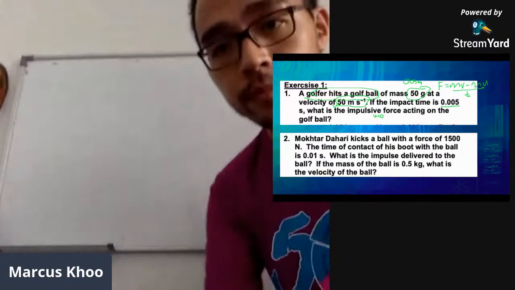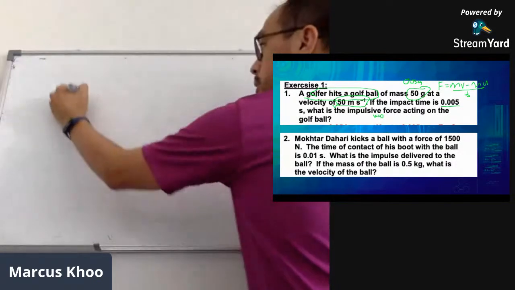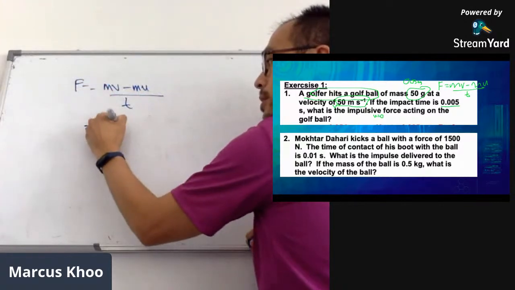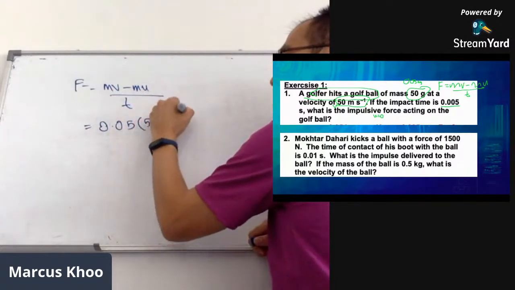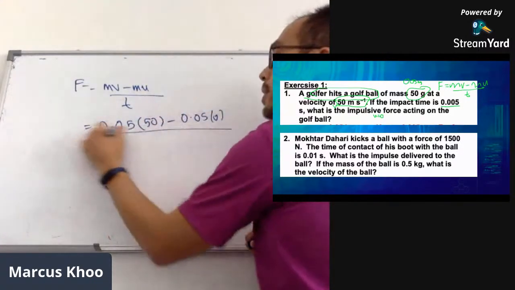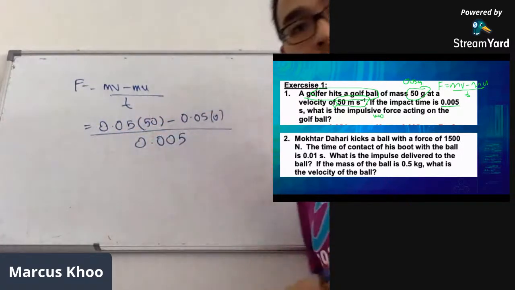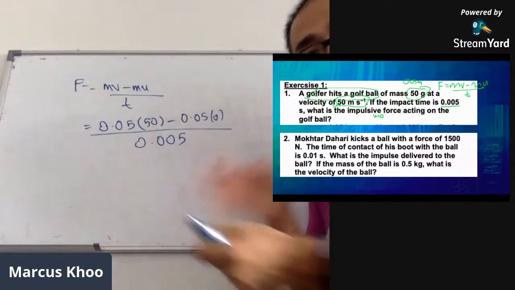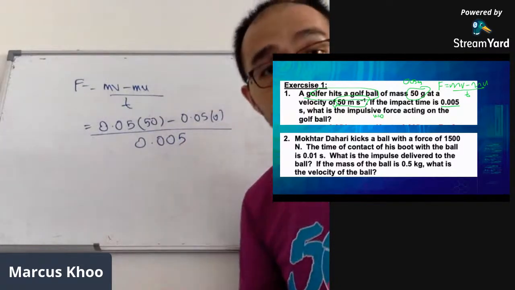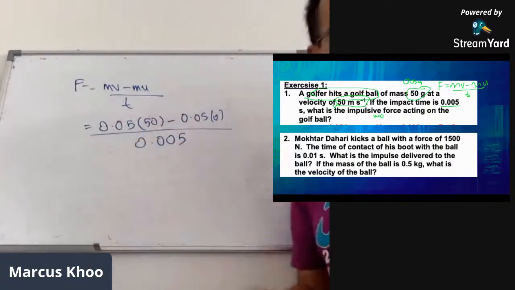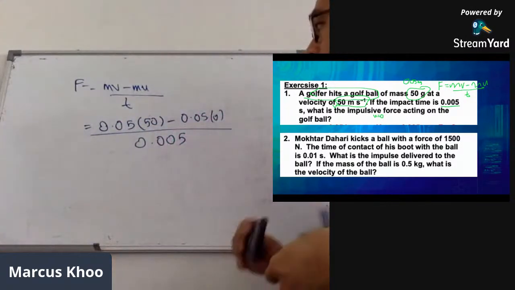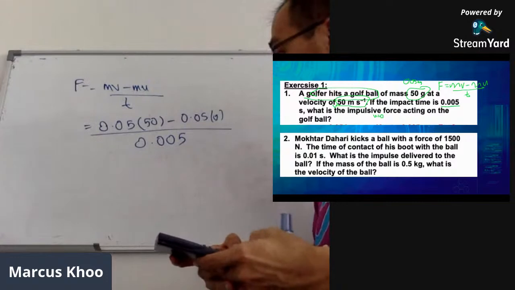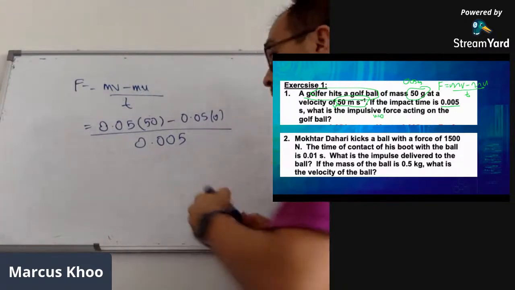Okay, so all right, F equals to mv minus mu over t. You find that the mass is 0.05, v is 50, u is 0, okay, over 0.005. Okay, so the important thing is you remember that in a situation where the golf ball, the initial velocity will be 0 lah, because it's at rest. Okay, so once you count this, I'm pretty sure that you can count this on your own lah. 50 divided by 0.005. So we're going to get a force of 500 Newton.